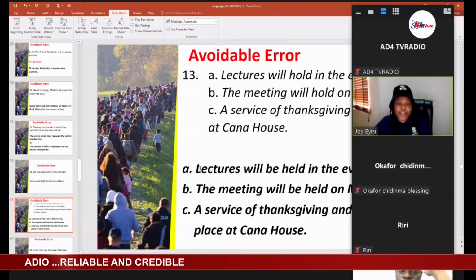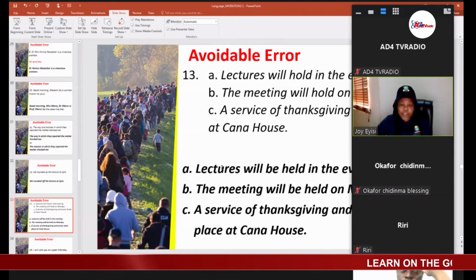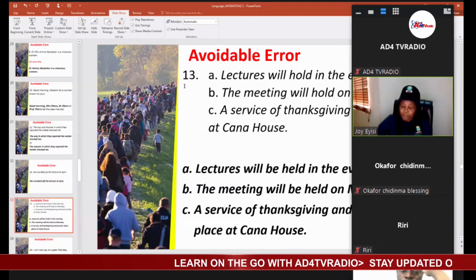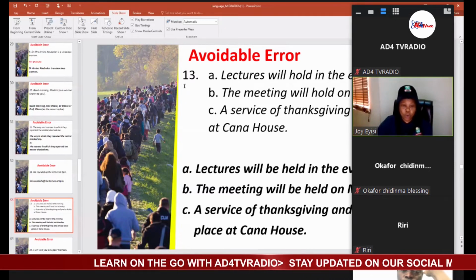The right thing to say would be lectures will be held in the evening. The meeting will be held on Monday. A service of thanksgiving and praise takes place at Kana House. The lecture will take place in the evening. The meeting will take place on Monday. Not will hold.